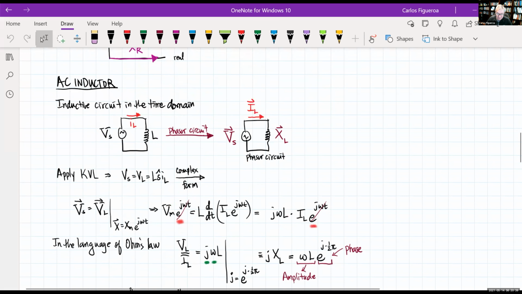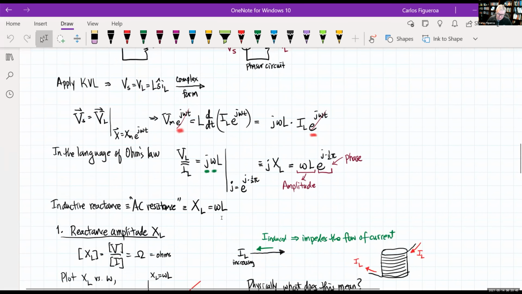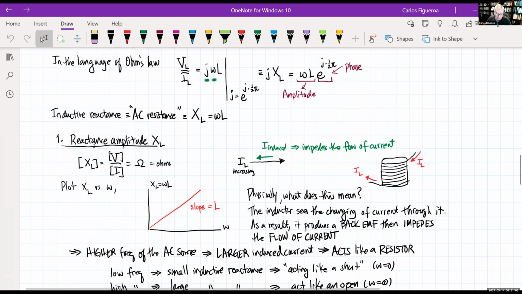Then we went on to AC inductors. And when we solved this, we found that there's sort of an AC resistance, called inductive reactance. We have to be really careful, because reactance implies that there's no heating, but it impedes the flow of current. When we looked at the reactance amplitude, we saw that it was equal to omega L. So it's a linear function.